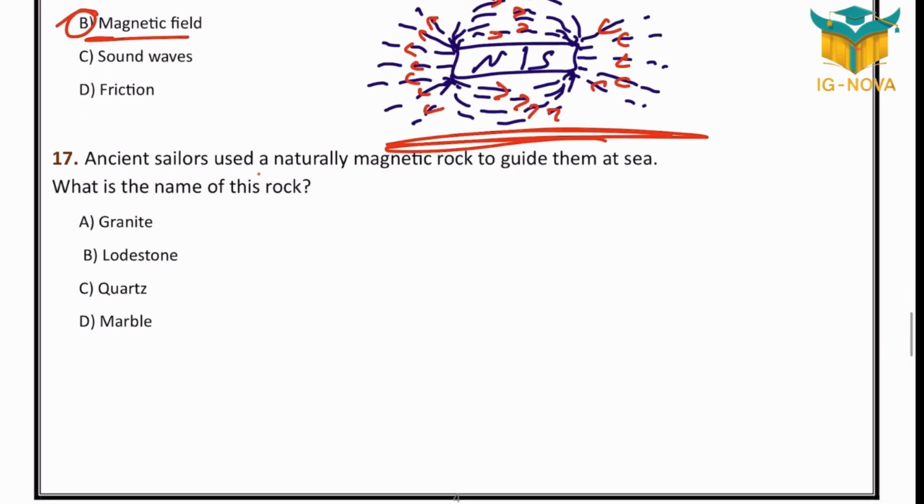Ancient sailors used a naturally magnetic rock to guide them at sea. What is the name of the rock? Naturally magnetic rock, it's granite, chalk, lodestone. Yeah, that's it.